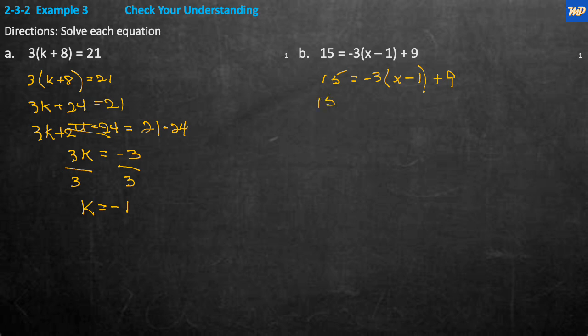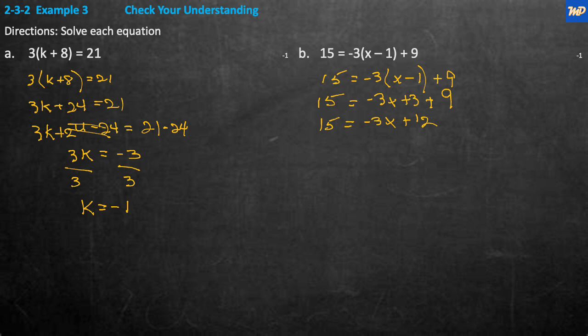So 15 is equal to negative 3 times x, negative 3x, negative 3 times negative 1 is plus 3, plus 9. Oops, not equals, plus 9. Okay, so now we're going to combine these like terms and then move things around. So now we have 15 is equal to negative 3x plus 3 plus 9, which is 12.